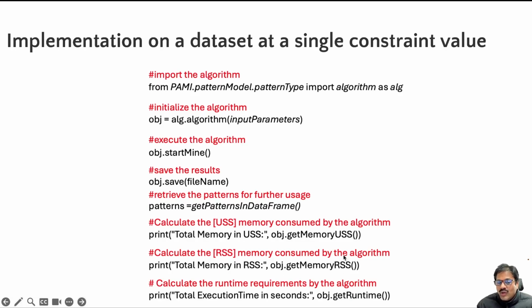Similarly, if you want to look at the RSS memory consumed by the pattern mining algorithm, please use the function get memory RSS. Generally, please keep in mind that we do not print both the memory requirements. We either choose USS memory requirements or RSS memory requirements to print the results in our research or daily work. And finally, using get runtime, we can measure the total time taken by our algorithm.